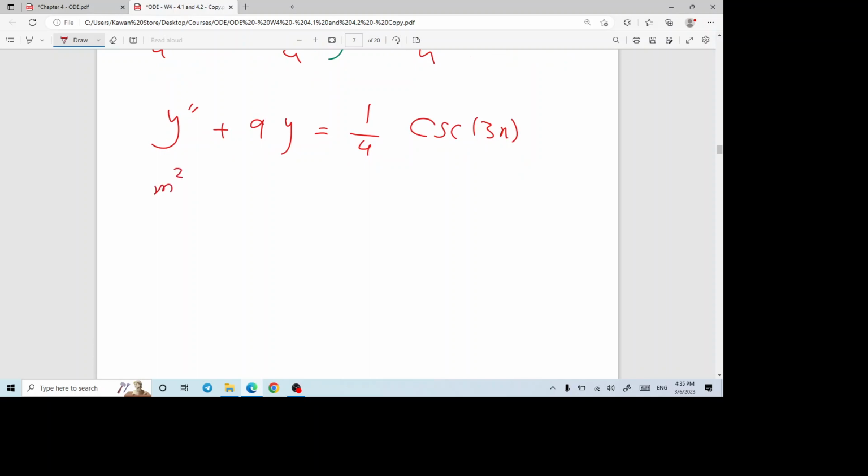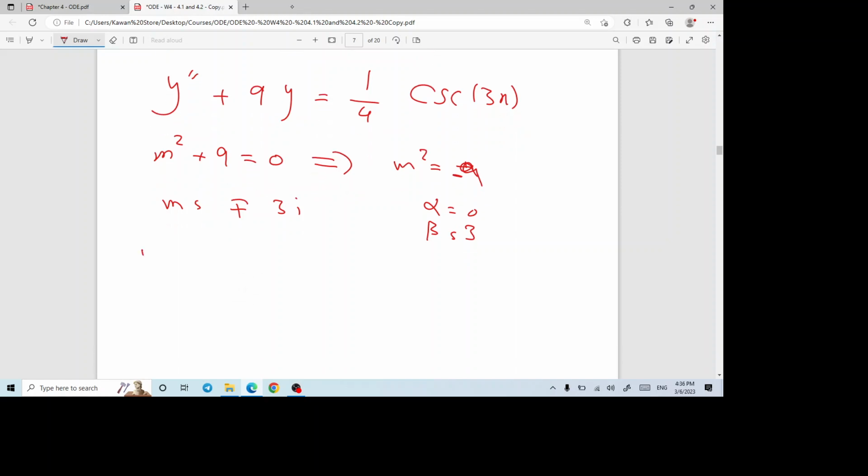So I'm going to say m squared plus 9 equal to 0. Then m squared equal to minus 9, so m equal to what? Plus minus 3i. So it means that alpha is 0, beta is 3. Am I right? So how is the solution? I say yc equal to e to the power alpha x, which means e to the power 0, which is equal to 1. So C1 cosine 3x plus C2 sine 3x.